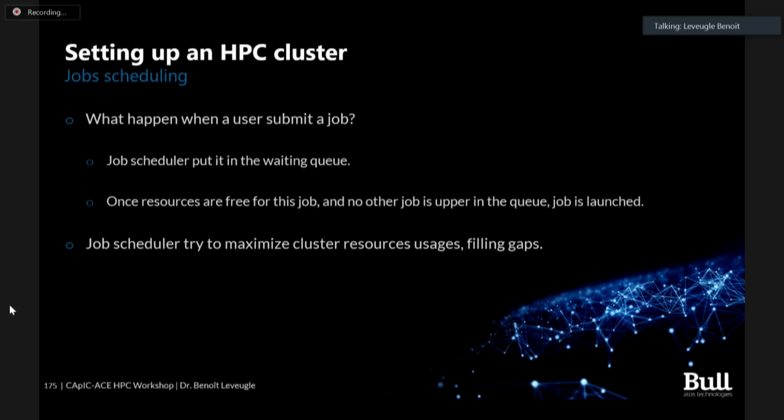So what happens if a user launches a job? For you to understand, with the job scheduler, okay, there is some kind of queue where the job is going to be put. And the job scheduler will try to maximize cluster resources, so not having nodes doing nothing.